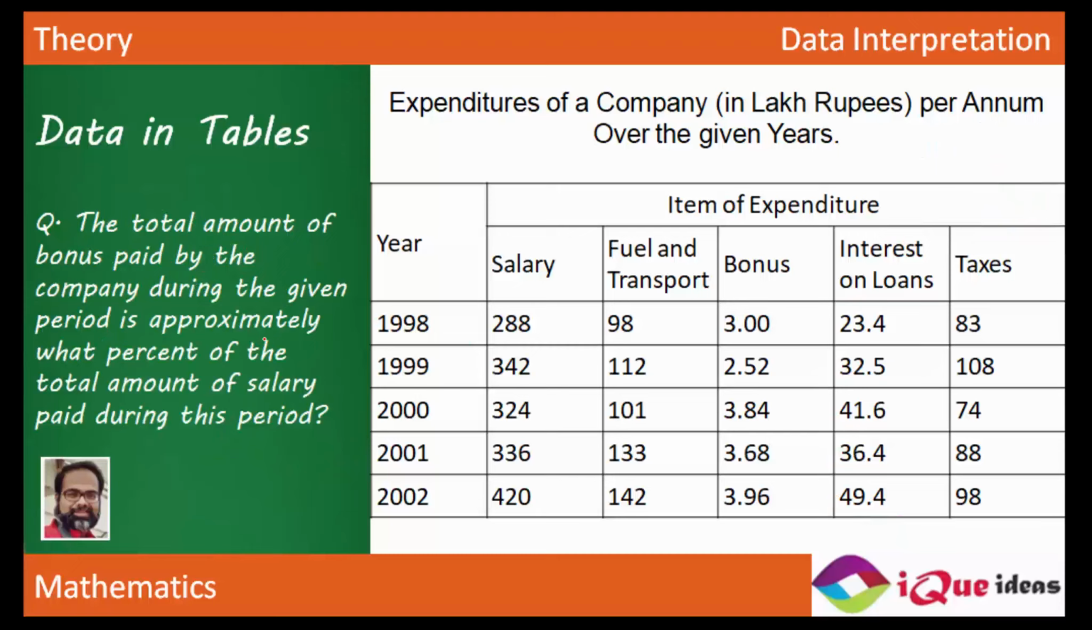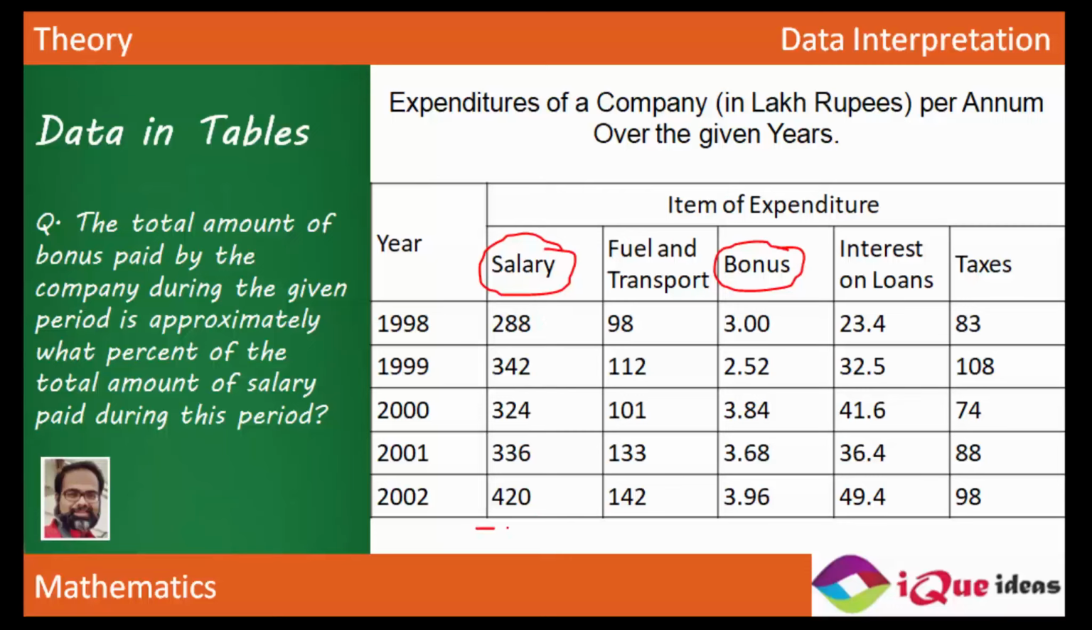Now, we could have a question like, the total amount of bonus paid by the company during the given period is approximately what percent of the total amount of salary paid during this period. So I need to find out the total of bonuses, I need to find out the total of salaries, and then what is the bonus as a percentage of the salary. So let's find out the total of salary first.